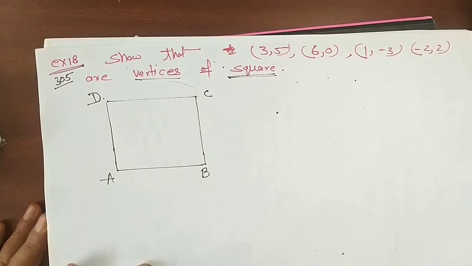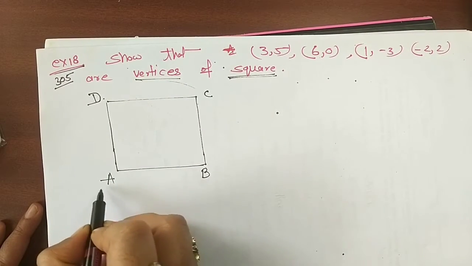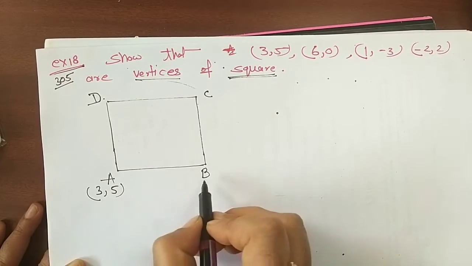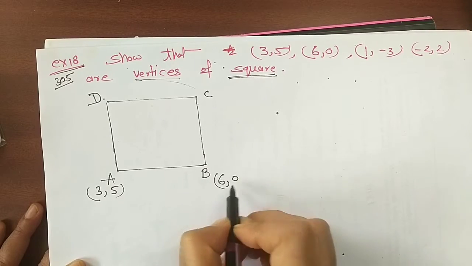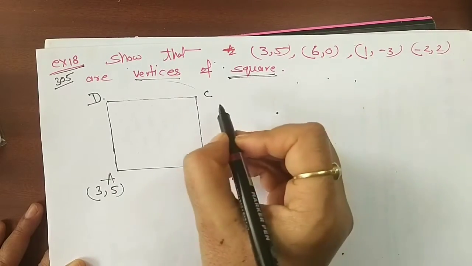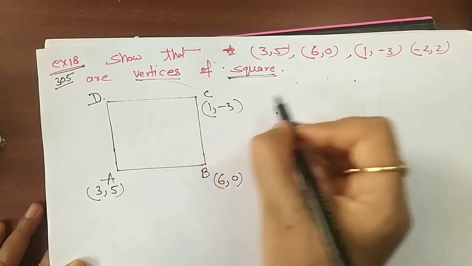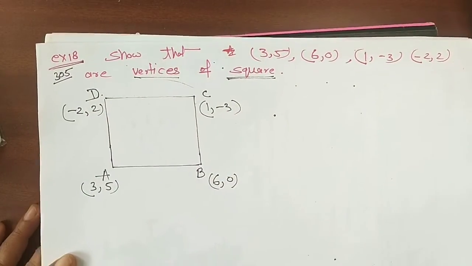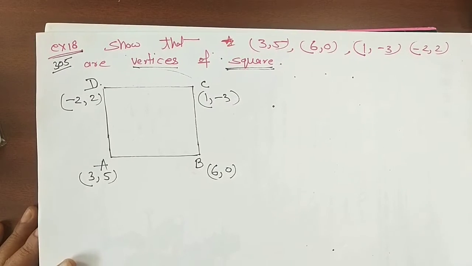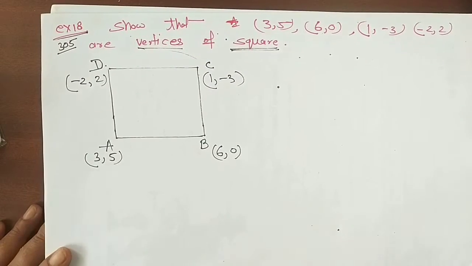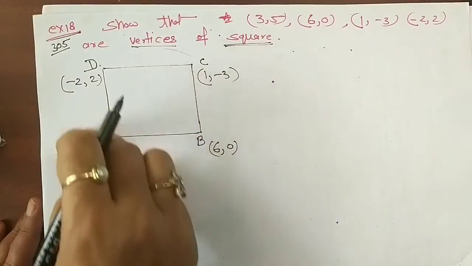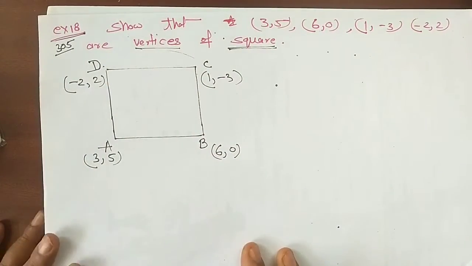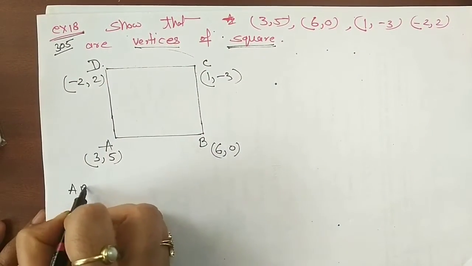That will be wrong. Okay, so A, the first point, is (3, 5). Second point is (6, 0). Next is (1, -3) and then (-2, 2). Make sure कि आपने points ठीक से लिखे हैं. ठीक है, अब हम we will solve each side and both diagonals one by one. तो let me calculate AB.